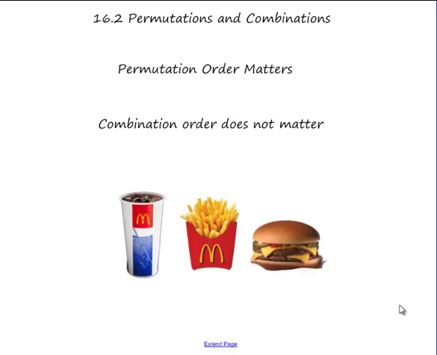Okay, we're in chapter 16. We're in the home stretch of Algebra 2. Just about 4 more lessons and we're done with the book. So, today we're doing permutations and combinations. Everybody's favorite. Y'all seem to hate probability.